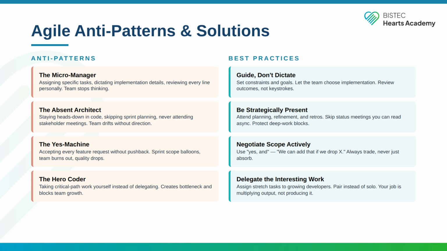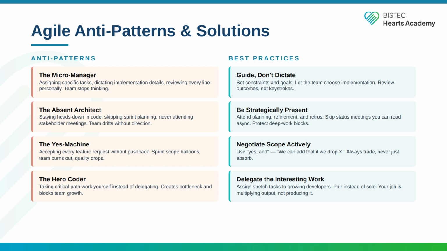The absent architect is the opposite problem. You stay heads down in code, skip sprint planning, and never show up for stakeholder meetings. Your team drifts without technical direction. The solution is to be strategically present, attend planning, refinement, and retrospectives. Skip the meetings you can catch up on asynchronously, but protect the ones where your input shapes direction.